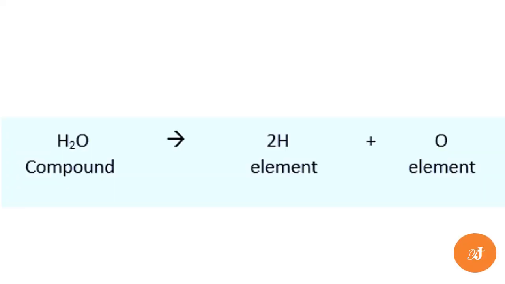These are the chemical symbols we have discussed just now. H2O for water is a compound, and after electrolysis, H for hydrogen is an element, and O for oxygen is also an element. Thus, both hydrogen and oxygen are constituents of water.